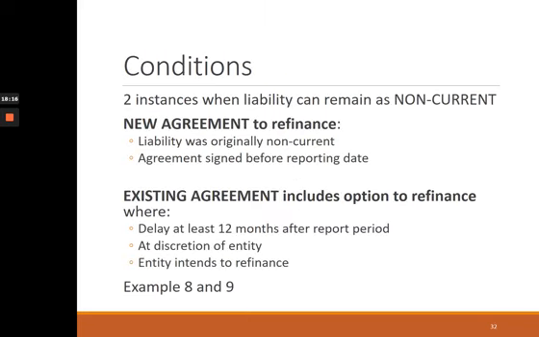So there are two instances when a liability can remain as non-current. Firstly, if we take out a new agreement to refinance that liability, then that agreement must be signed before the reporting date. So that is if we have a new agreement. If there's an existing agreement in place which has an option to refinance, where we can delay that payment at least 12 months after the reporting period, it must be at the discretion of the entity, and the entity must have an intention to refinance. So we will look at examples of refinancing our liabilities in a later session.